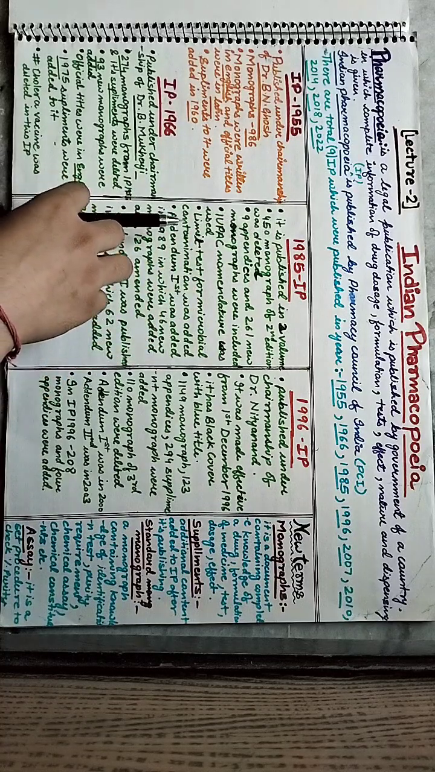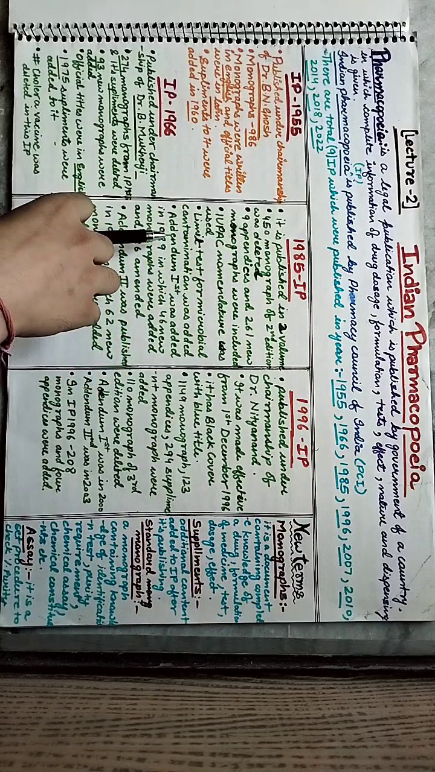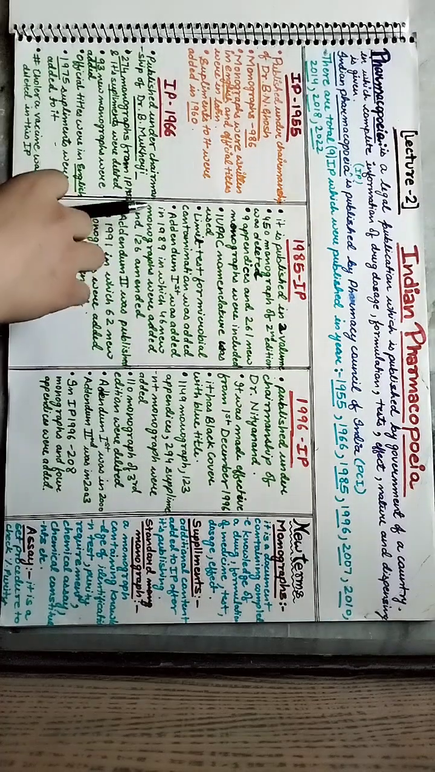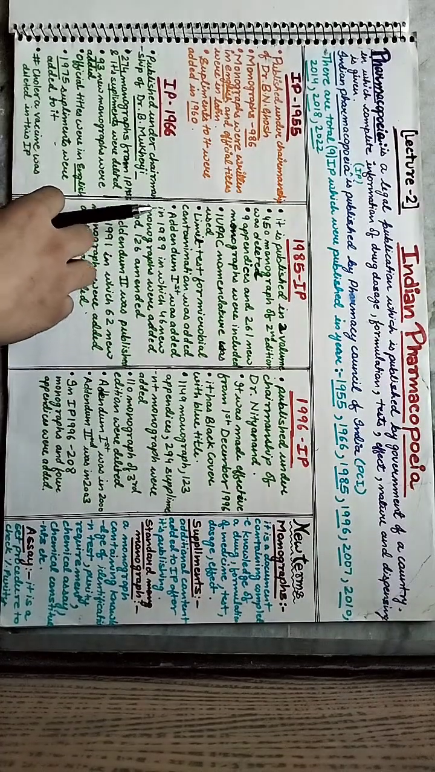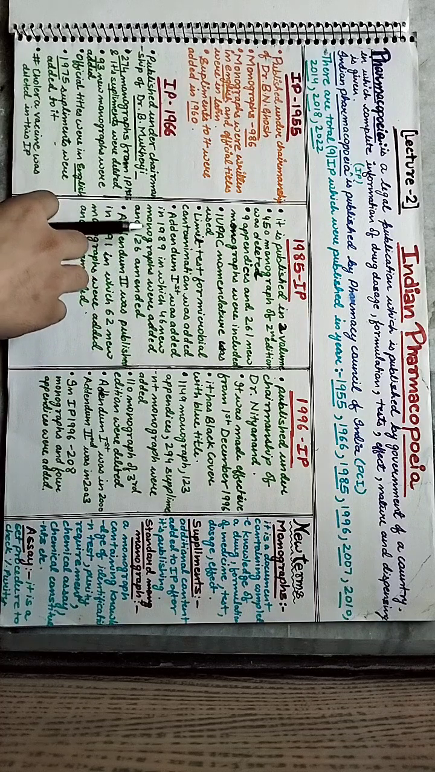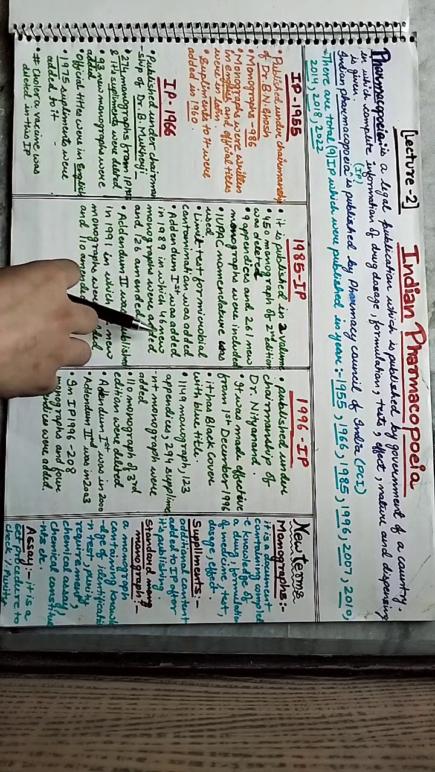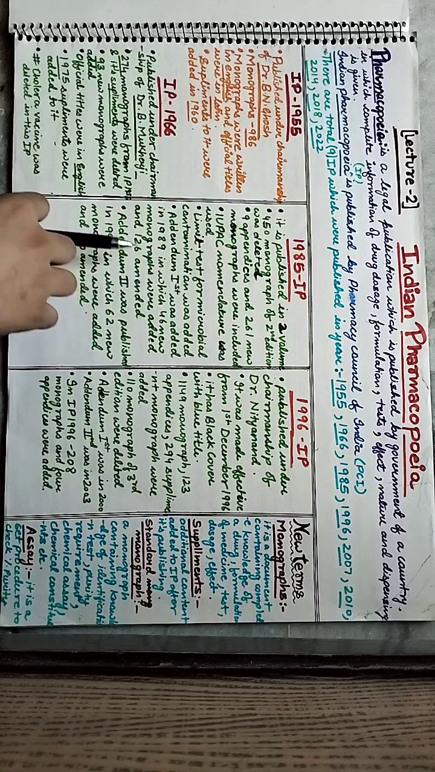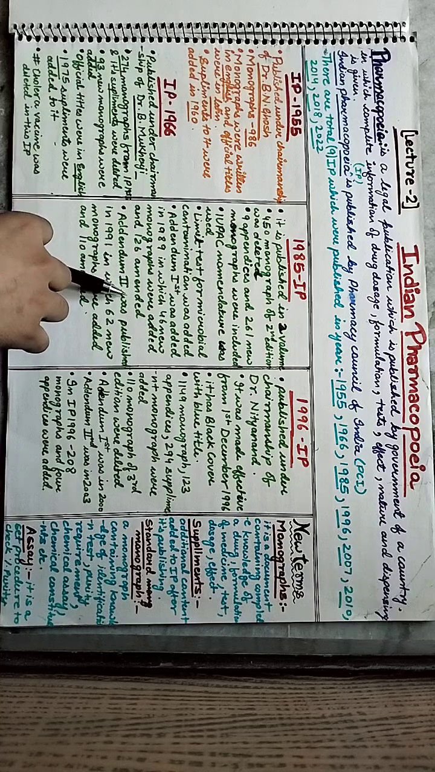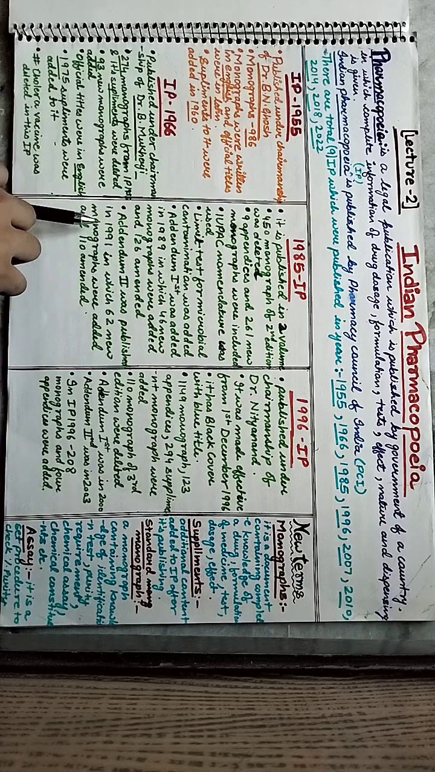Next, it contains the limit test for microbial contamination. In this, the first addendum was added in 1989, in which 46 new monographs were added and 126 were amended. The second amendment was published in 1991, in which 62 new monographs were added and 110 were amended.